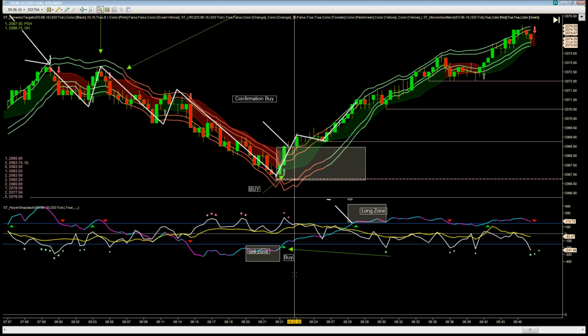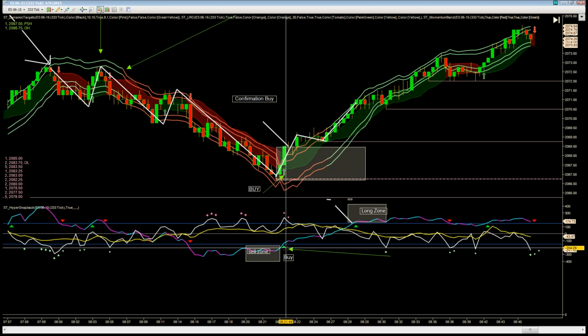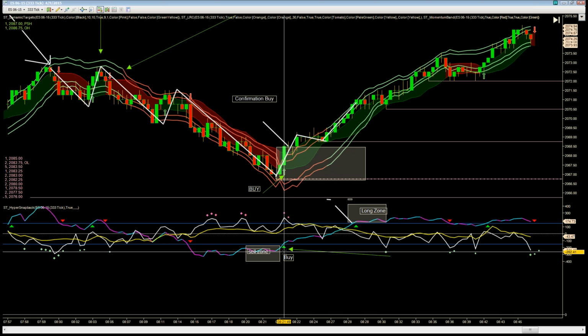Why are there red dots and a green arrow to open a buy? You look at the chart that we're looking at right now? I know that's the question. I mean, the red dots and diamonds are the hyper snapback signals.